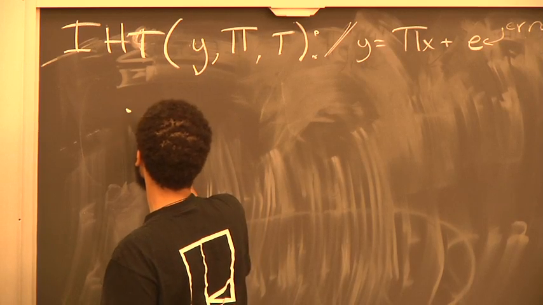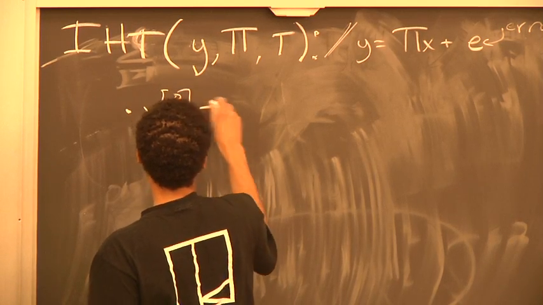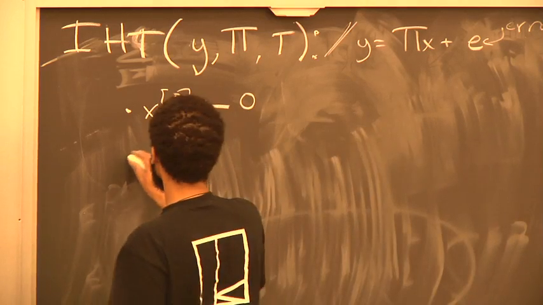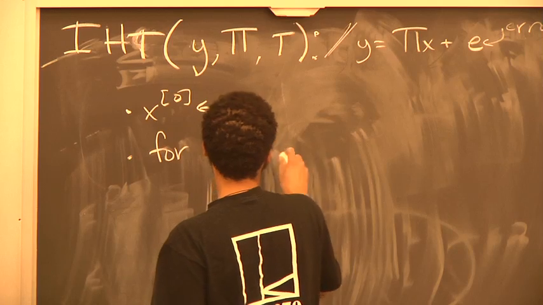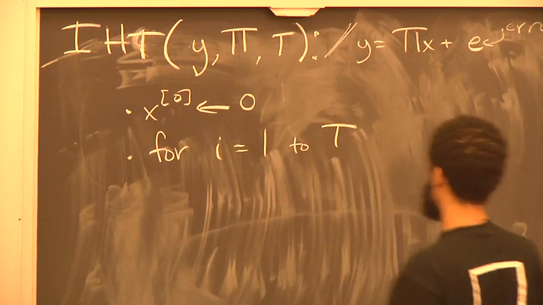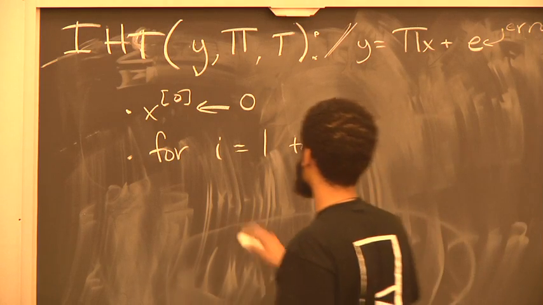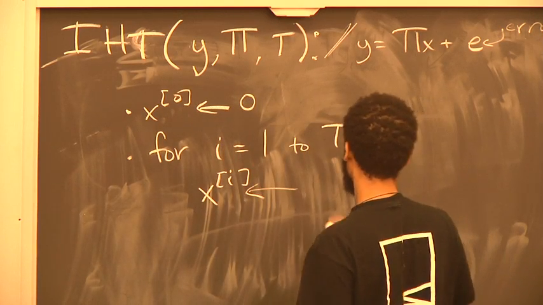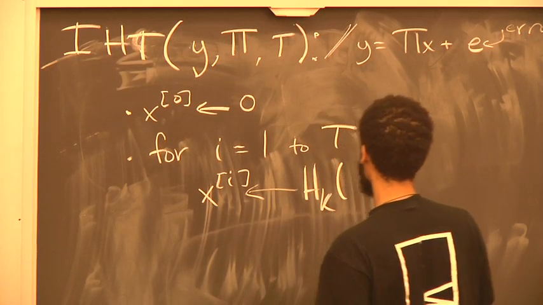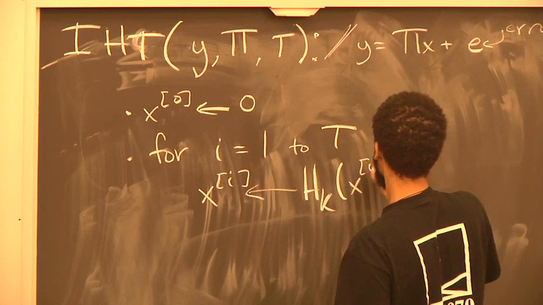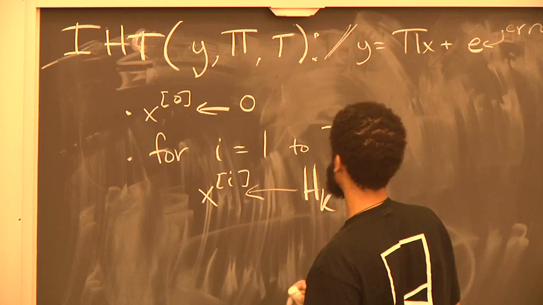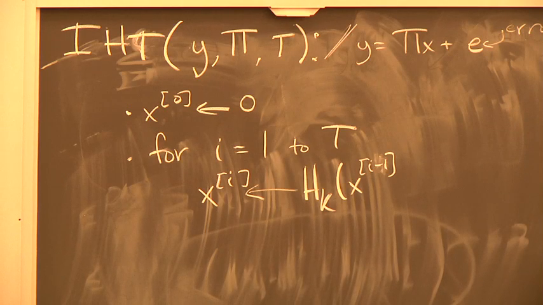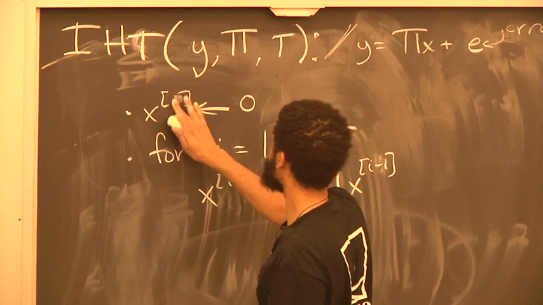So the first step is we're going to initialize x0 to be the 0 vector. Then we're going to say for i goes from 1 to t, xi gets set to, I'll say what this means in a second, xi minus 1. Actually, let me write this.